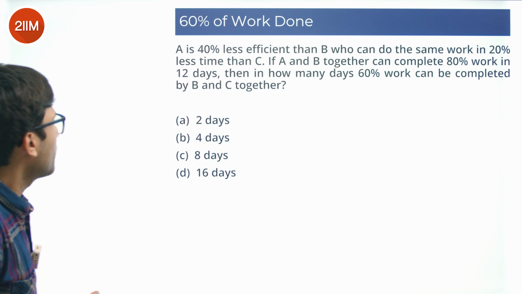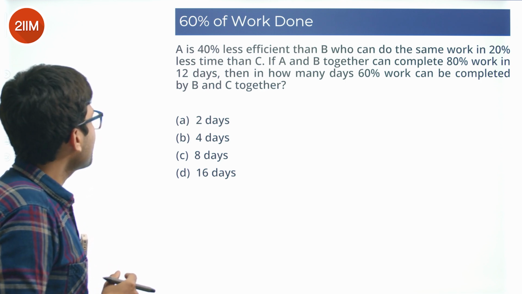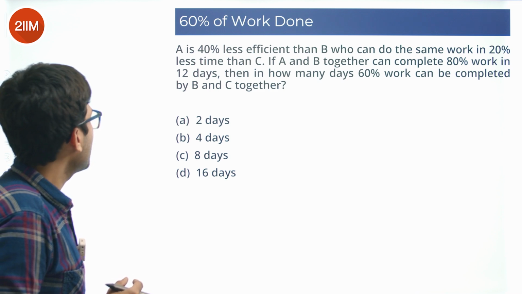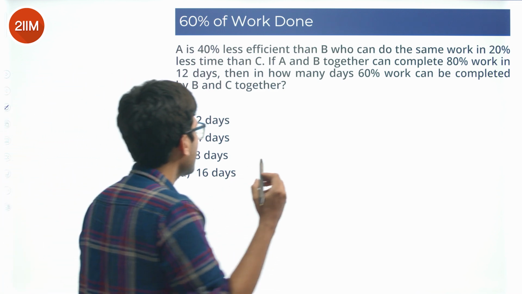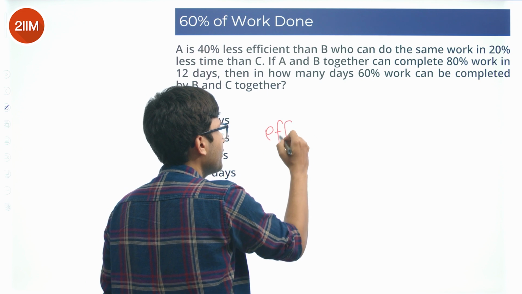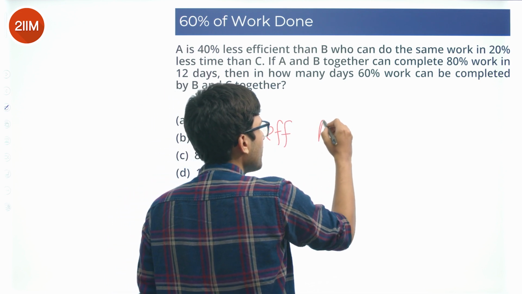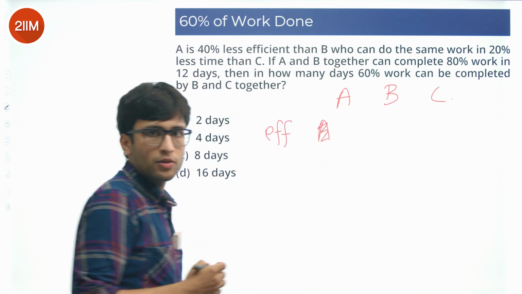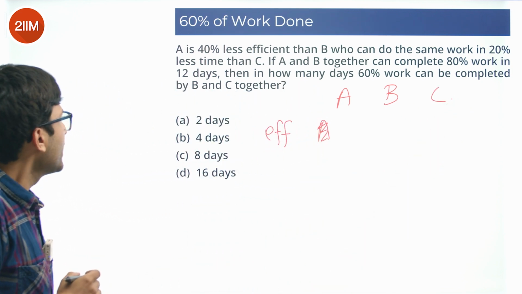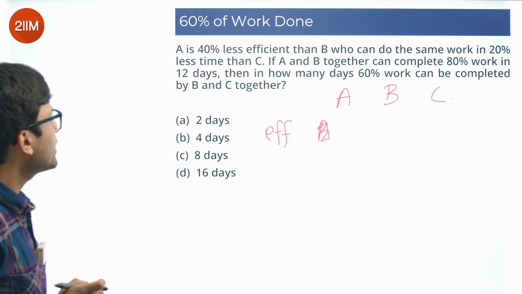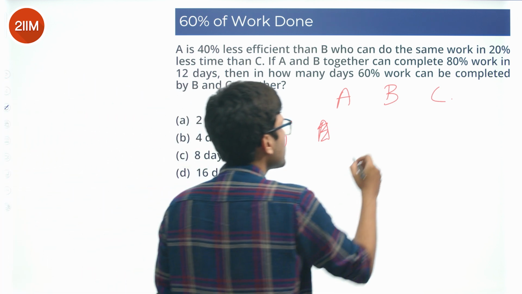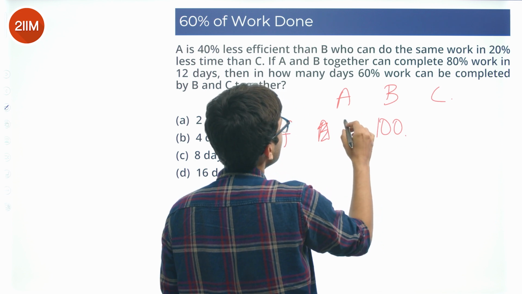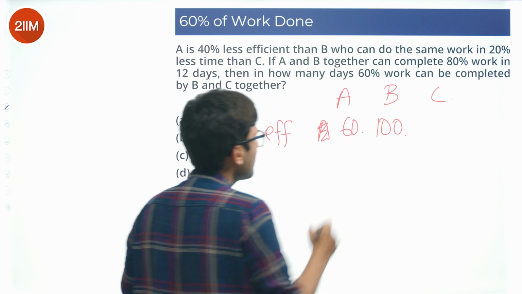60% of work done. Oh, nice. A is 40% less efficient than B, who can do the same work in 20% less time. Okay, so first of all, efficiency. Let us find out the efficiency of A, B and C. A is 40% less efficient than B. So if B is 100%, then A is 40% less, so that means A will be 60.